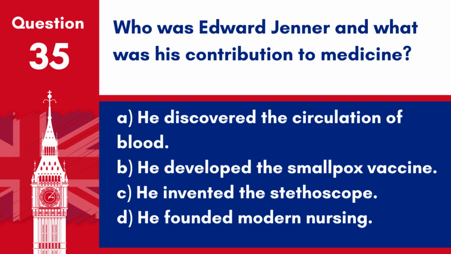Question 35. Who was Edward Jenner, and what was his contribution to medicine? A. He discovered the circulation of blood. B. He developed the smallpox vaccine. C. He invented the stethoscope. D. He founded modern nursing.